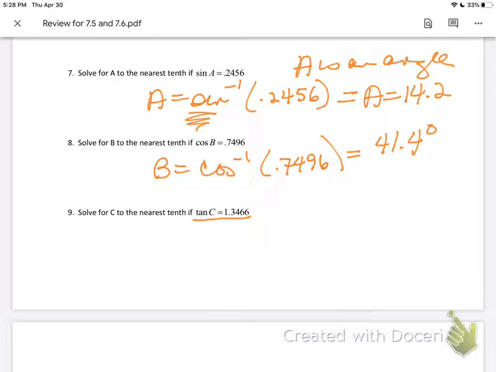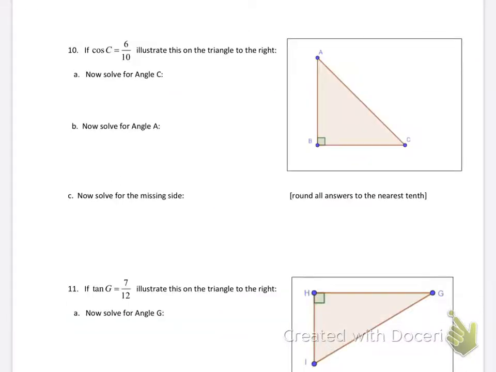This time we're using tan. We need to find C. C equals inverse tan. Looking for an angle. Put that in your calculator, and you're going to get 53.4 degrees. Make sure you're doing this along with me so that you can verify the rounding piece of this as well.